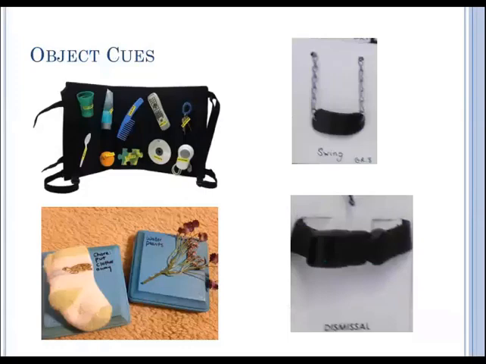In the lower panel on the left, there's a sock that has to do with putting clothes away. There's a dried plant that represents watering plants. And then sometimes we need to get creative. You see in the top right corner, there's an image labeled swing. It's actually two small pieces of chain with a little piece of rubber attached to both ends to make a miniature swing, essentially. The dismissal symbol, although it's a little bit hard to see in the image, is the buckle from a backpack. It would represent dismissal time because that's when students put on their backpacks.